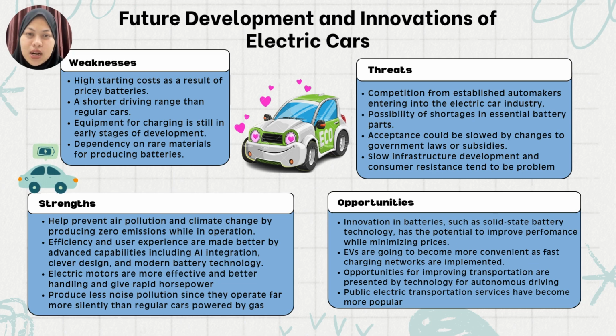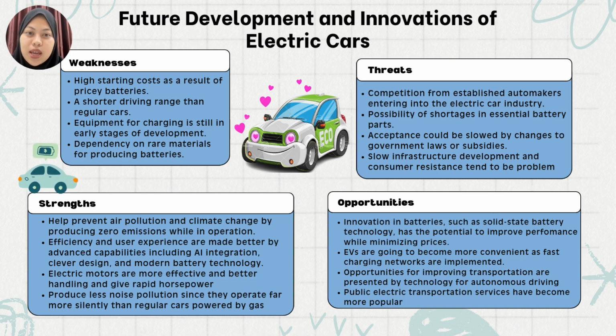Electric motors are more effective at delivering rapid horsepower compared to internal combustion engines. A great example is the Tesla Model S Plaid, which can go from 0 to 60 mph in less than 2 seconds. EVs operate much more silently than traditional cars, making urban areas quieter and less stressful.